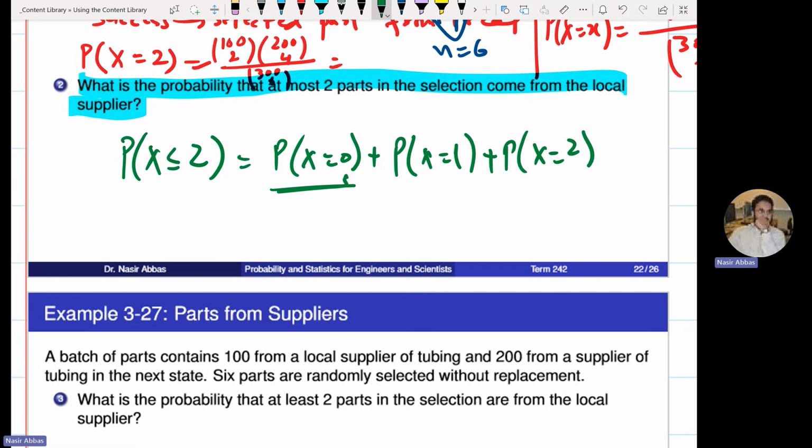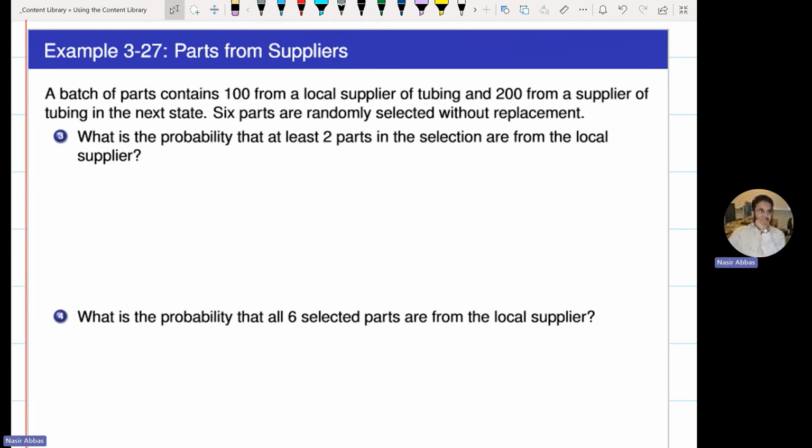Yes, if X equals 0 was not in the domain, you will start with wherever the X is starting from, maybe starting from 1, maybe 2. I will not do these remaining parts. You have done these in the previous class.